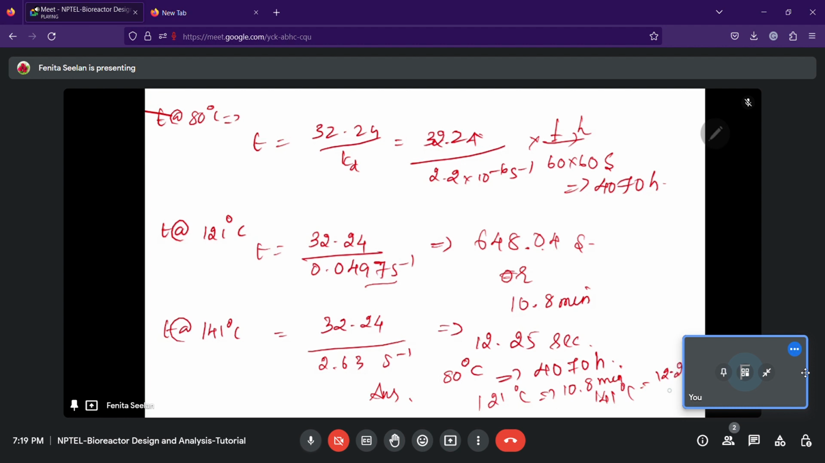So, from this you can see generally what is being preferred. It is a higher temperature, a short duration, right? So you can see how if you increase the temperature, how the duration to sterilize the given volume of media is getting decreased.